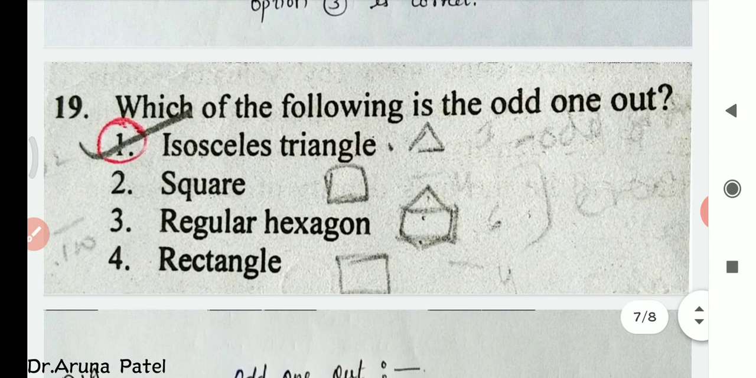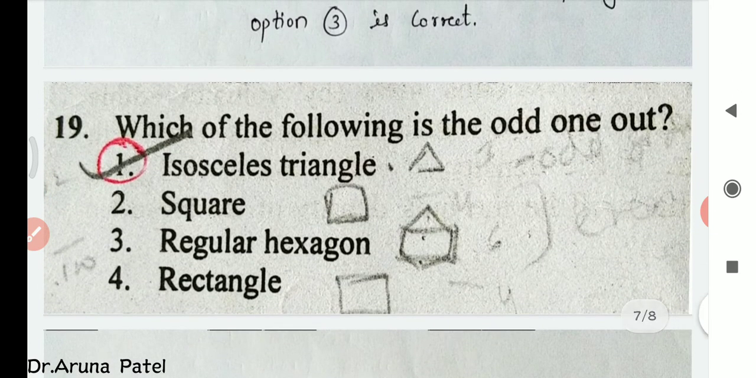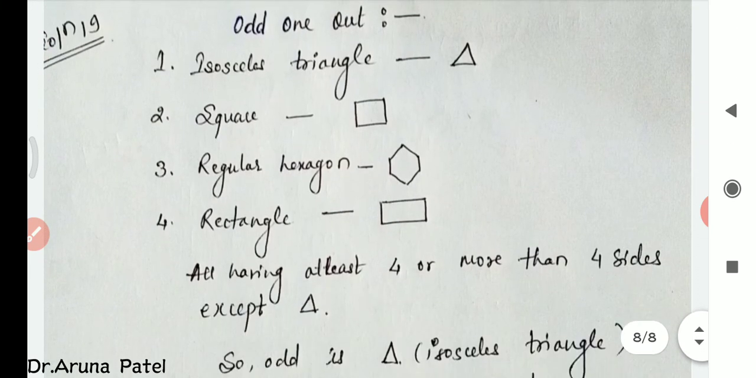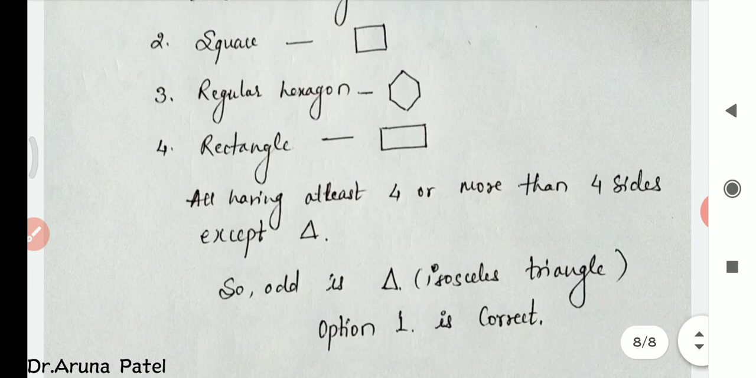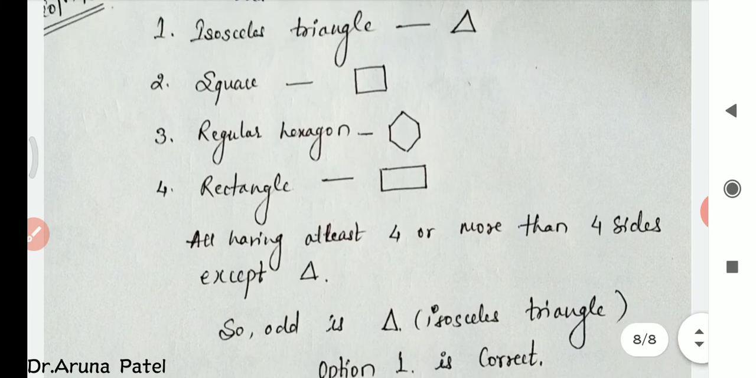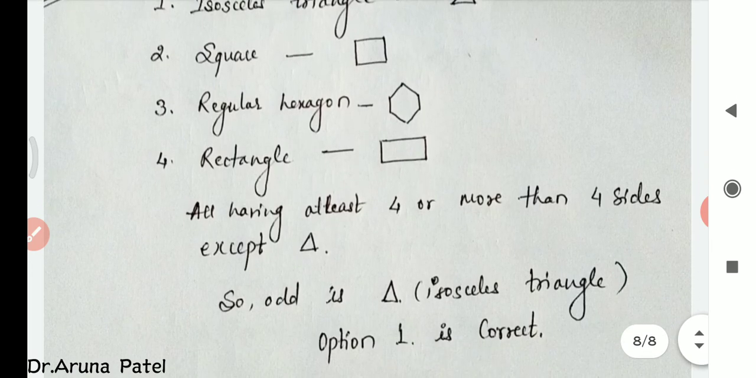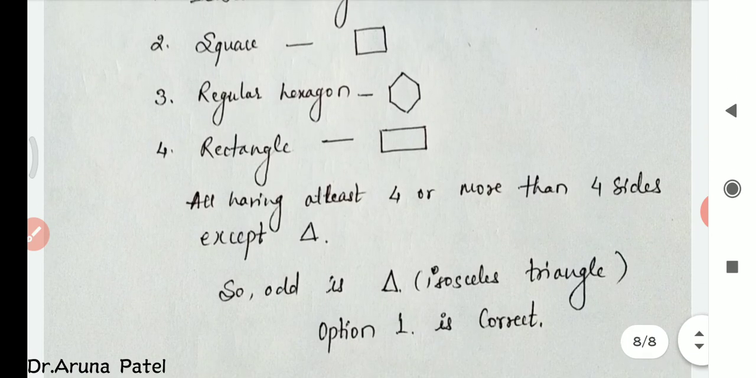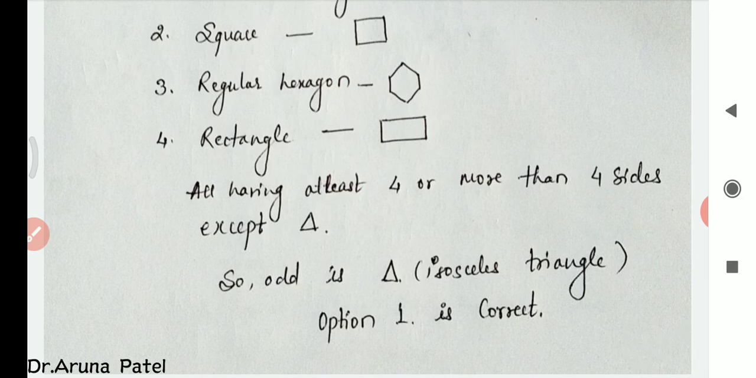Now the last question of this paper is: which of the following is the odd one out? So you have four options given: isosceles triangle, square, regular hexagon and rectangle. See the solution. The odd one out is the isosceles triangle. You have three sides; in square you have four sides; in regular hexagon you have six sides; and in rectangle you have four sides. So all have four or more sides except the triangle. So the odd one here is the isosceles triangle. So option 1 is correct for this question.